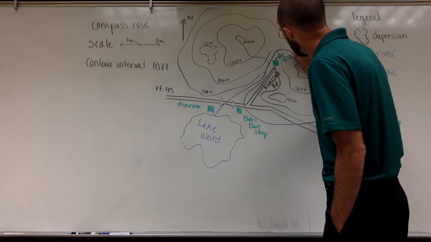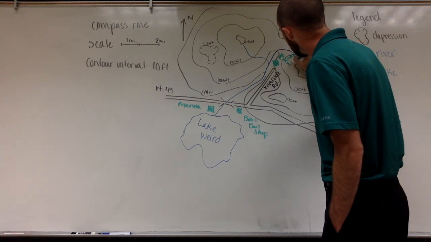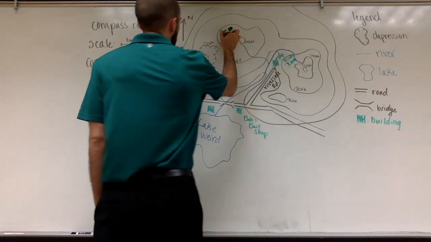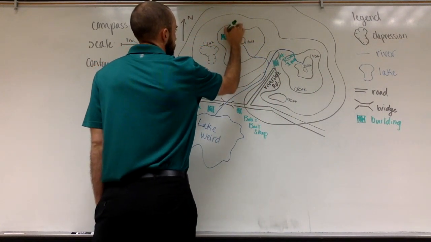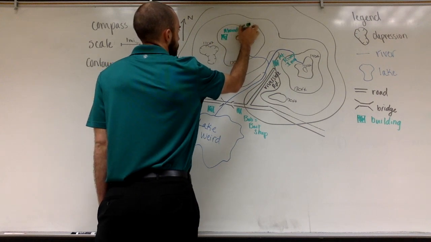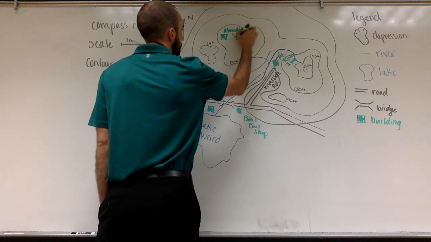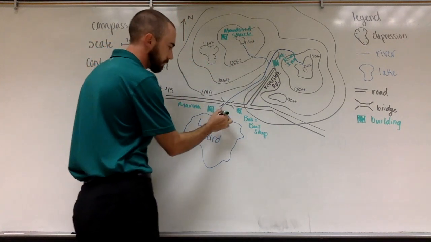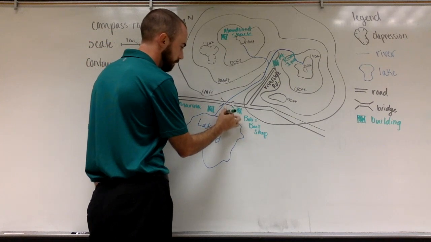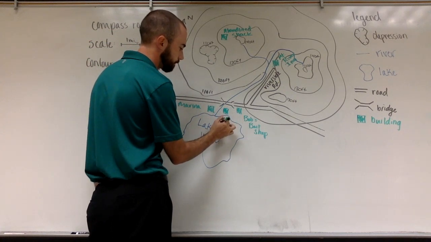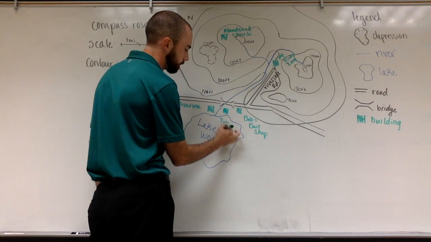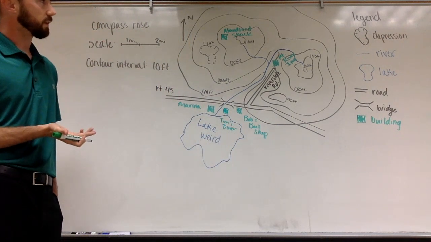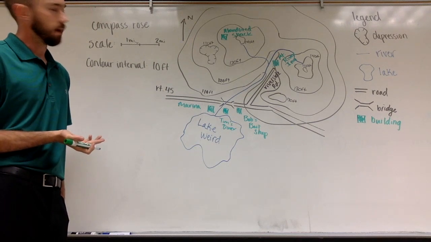Inn. I'll add a couple more. Maybe there's an abandoned hunting shack. Abandoned shack. And we'll do one last one. Let's say on the other side of the river near the bridge, there's Tim's Diner. There we go. So I've got a couple buildings. My map's starting to fill out here.